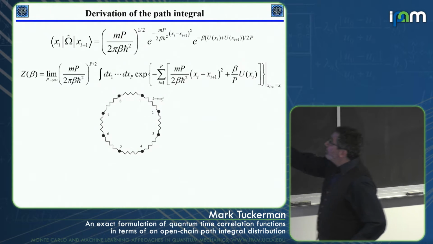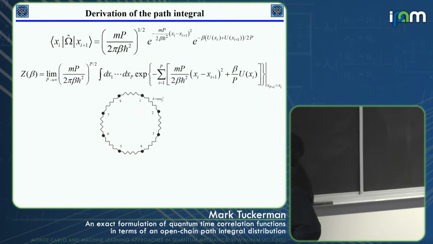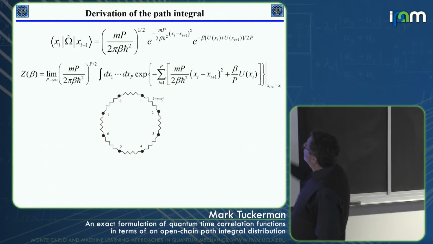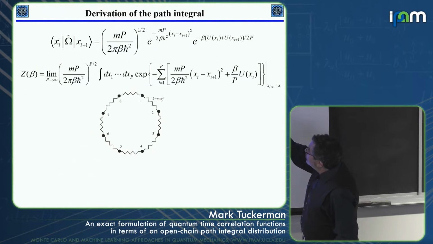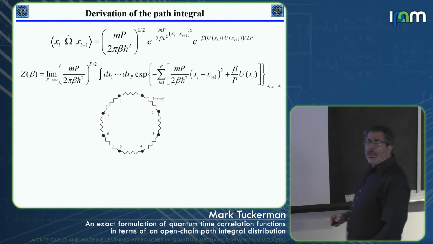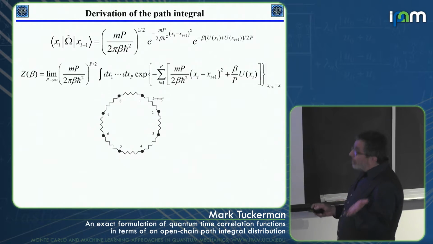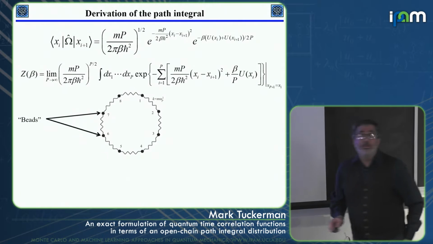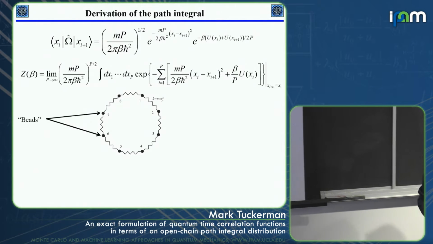All right, so here are the points on the ring polymer. They're connected by springs. They sit in some potential energy. And the trace condition means that you have to close the ring. This thing comes back on itself. And because it looks a little bit like a necklace, we sometimes call the points on the ring polymer beads.